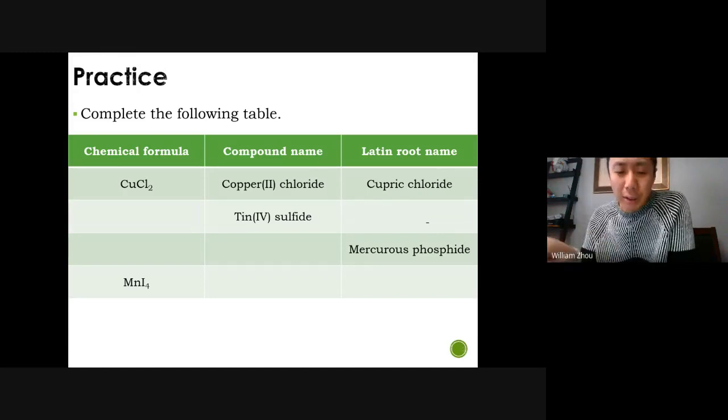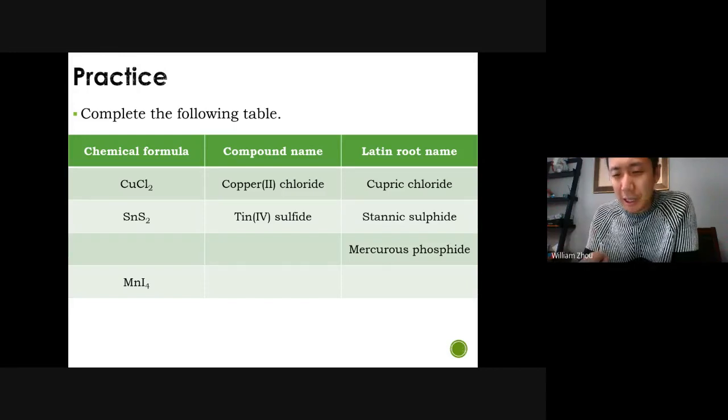Second one is tin. Tin is Sn on the periodic table. Tin 4 sulfide. So that means 4 plus. Sulfide is 2 minus. So you need two of them to balance the 4 plus. So it's SnS2. Being the 4 plus, that's the higher power. So stannic sulfide.